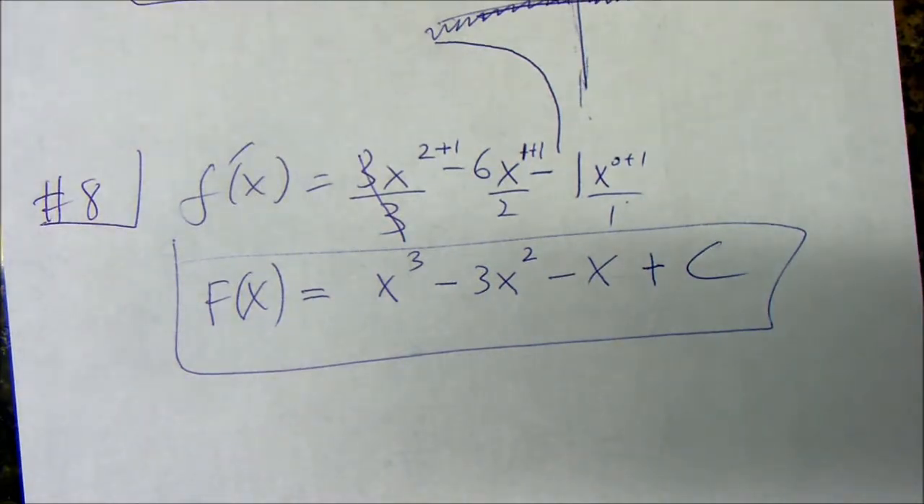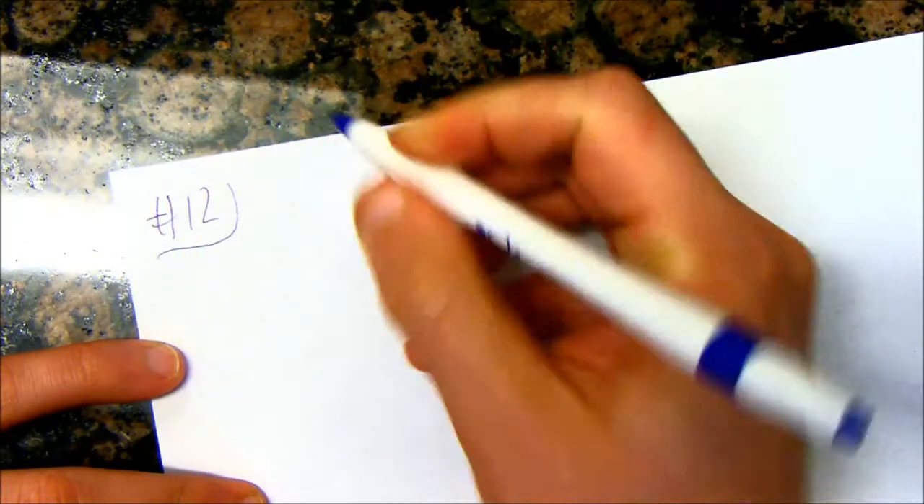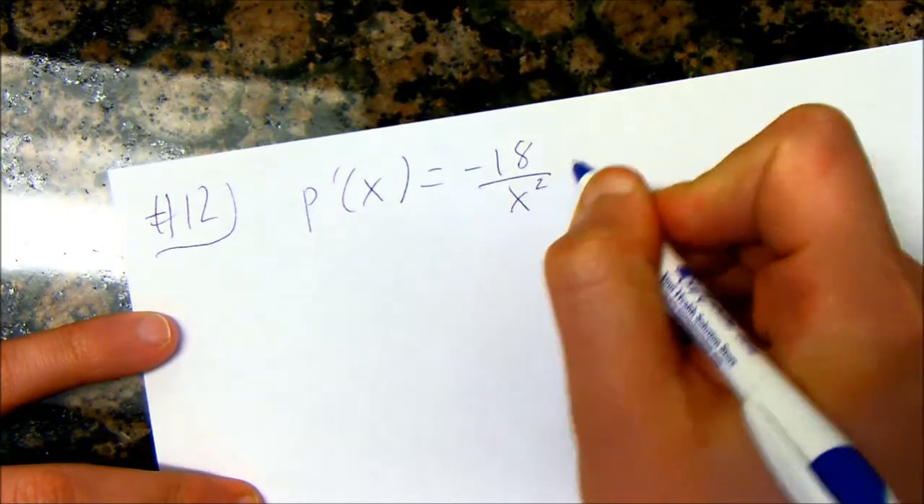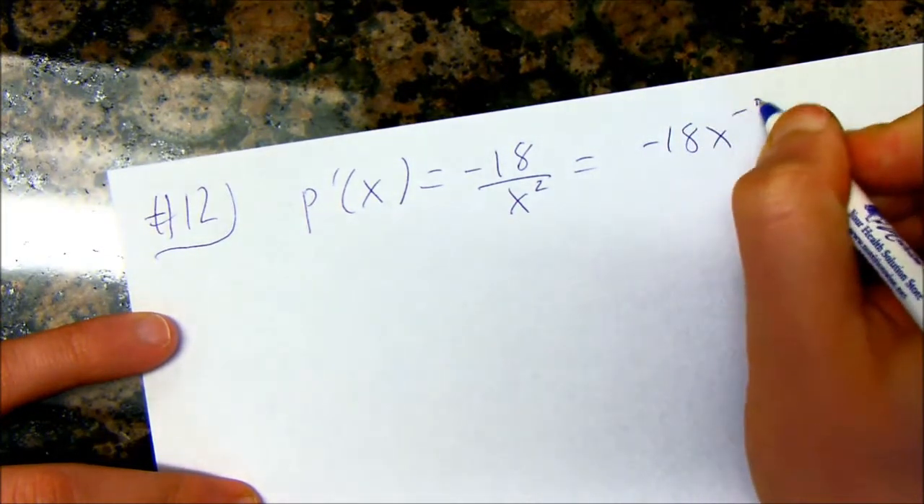The only difference between that one and number 12 is that number 12 is asking you to figure out specifically what that c has to be. So let's run through it. My number 12 says that p prime of x is equal to negative 18 over x squared. Let me write that as negative 18 x to the negative 2.